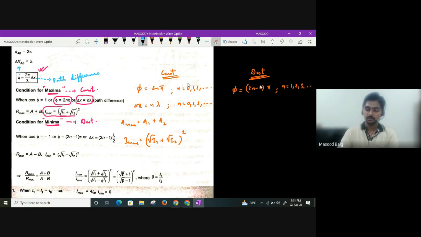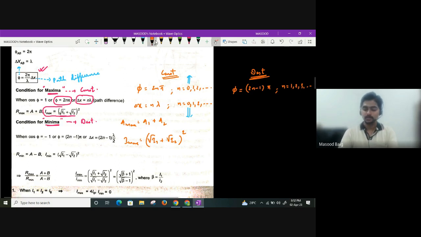So there is a central bright fringe formation. So n equal to 0 corresponds to the central bright fringe. You will have a central bright fringe, but there is nothing like a central dark fringe, guys. So here n equal to 0 corresponds to central bright fringe. N equal to 1, first bright fringe. N equal to 2, second bright fringe. N equal to 3, third bright fringe. Whereas here n value equal to 1, first dark fringe. N value equal to 2, second dark fringe. N value equal to 3, third dark fringe.